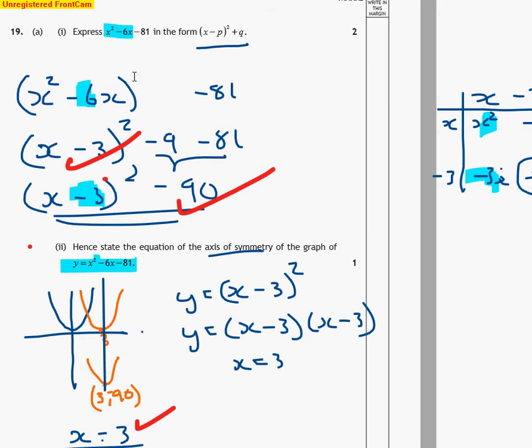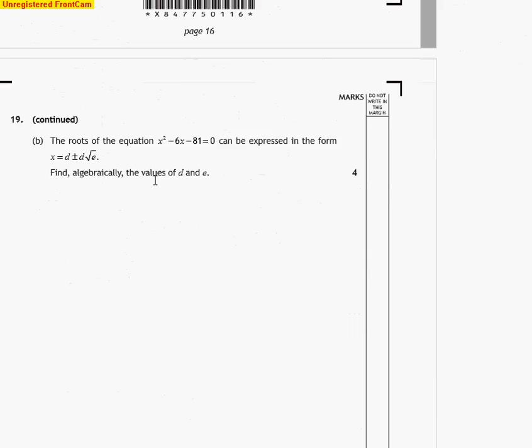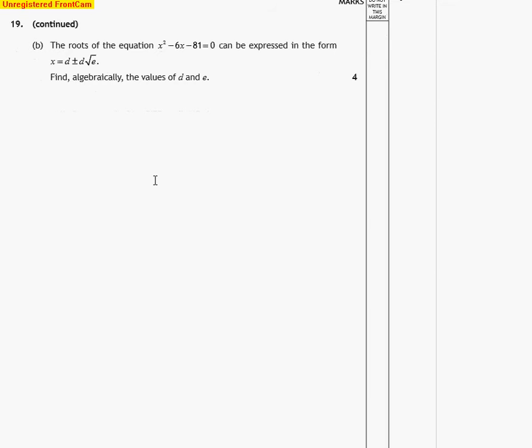Completing the square, break it up, look at the first bit of the equation, and keep the minus 81 to one side, and then we half this number, and then we have to do minus 9 to get rid of this plus 9 we've generated. Right, bit of that. And then finally, we're on to roots of the equation can be expressed in the form x is equal to that. Find algebraically the values of d and e.